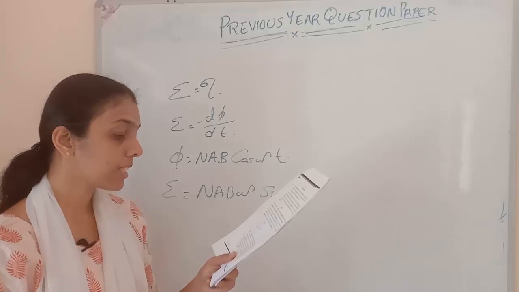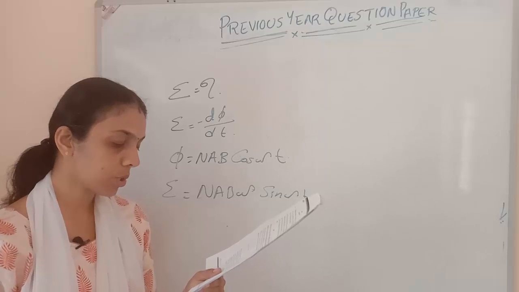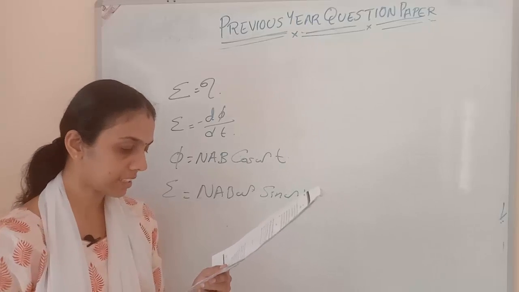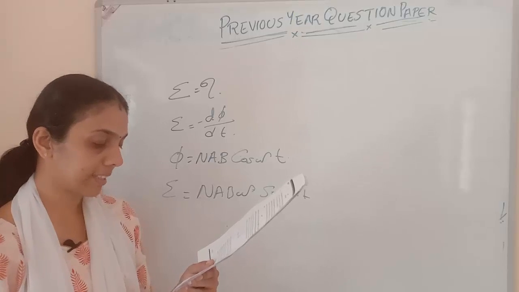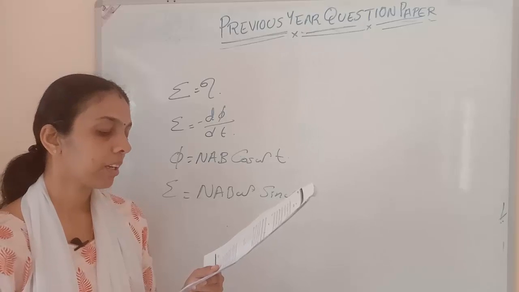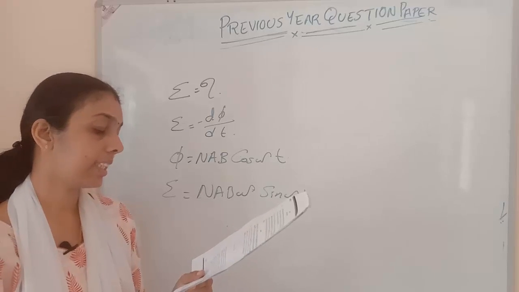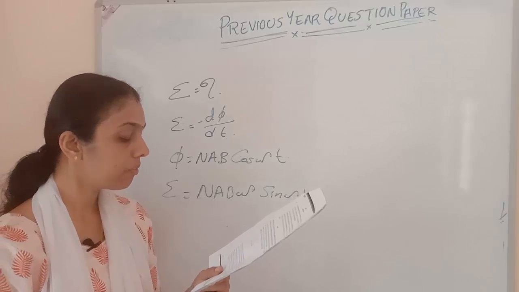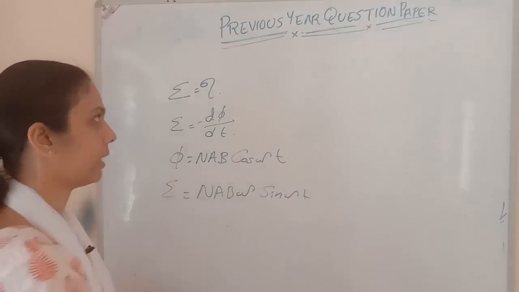A wheel with 100 metallic spokes, each 0.5 meter long, is rotated with a speed of 120 revolutions per minute in a plane normal to the horizontal component of Earth's magnetic field. If the resultant magnetic field at that place is 4 into 10 to the power minus 4 Tesla and the angle of dip at the place is 30 degrees, find the EMF induced between the axle and the rim of the wheel. Okay.